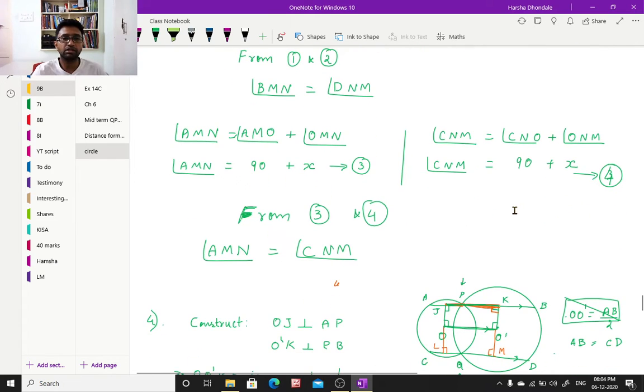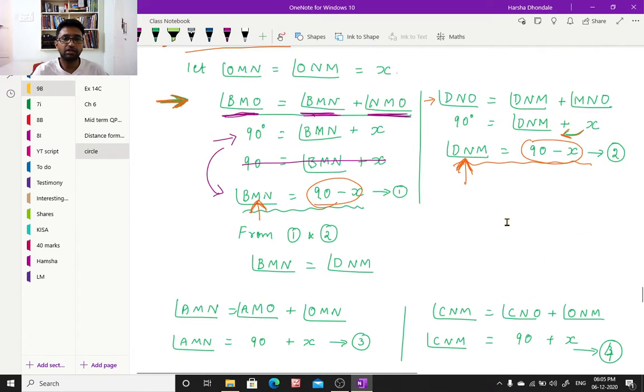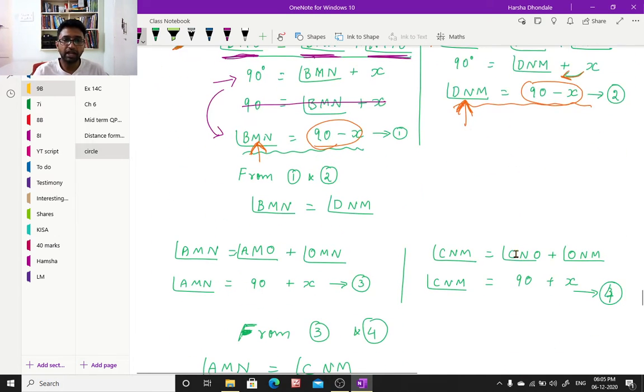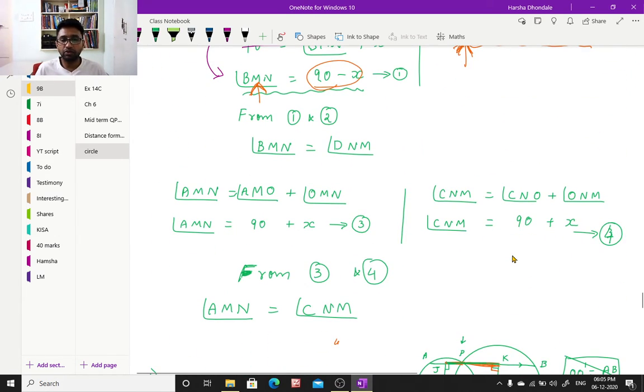For that, what I will do is, I'll go back to the diagram. AMN, I'm talking about this big angle. This entire thing I'm talking about. AMN consists of two parts, 90 plus X. So that's what I will be writing. So AMN is equal to angle AMO plus OMN. AMN is equal to AMO is 90 and then OMN is equal to X. Done. I'm calling this equation 3.